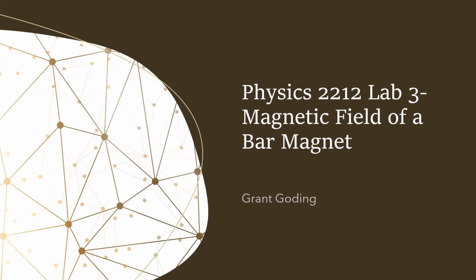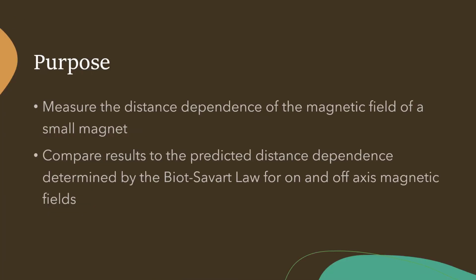Physics 2212, Lab 3, Magnetic Field of a Bar Magnet, by me. The purpose of the lab was to measure the distance dependence of the magnetic field of a small magnet using a magnetometer on your phone, and then to compare results to the predicted distance dependence determined by the Biot-Savart law for on and off-axis magnetic fields.